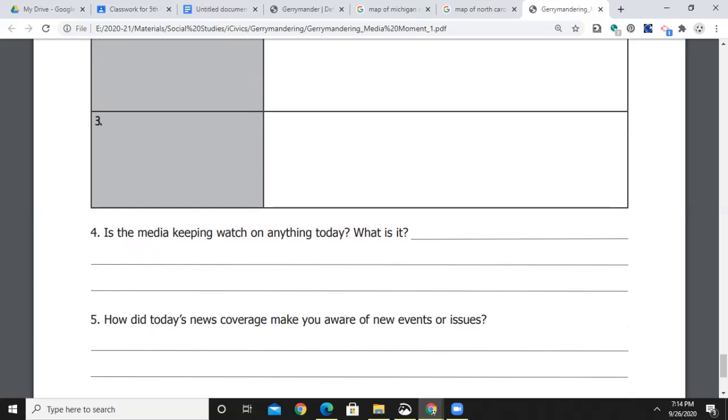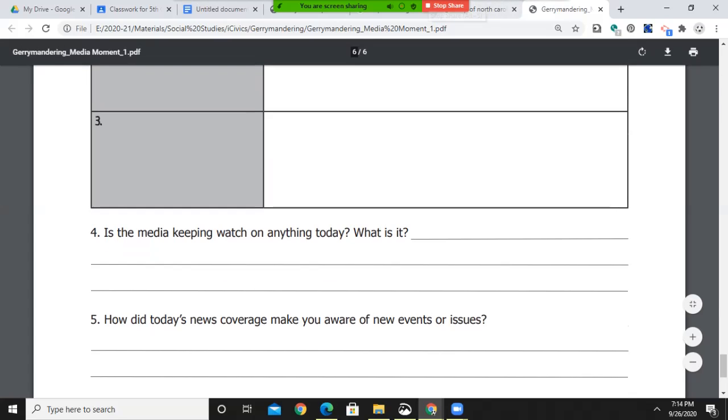Again, this worksheet will be available in your Google Classroom and also will be sent home as part of our packets for next week.